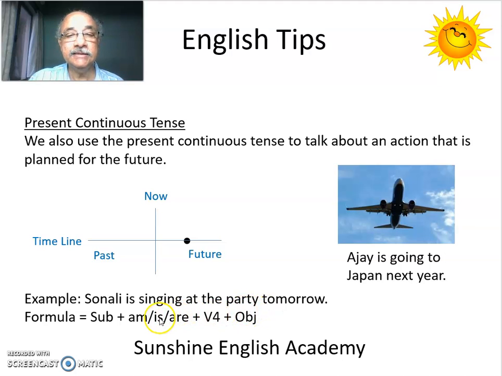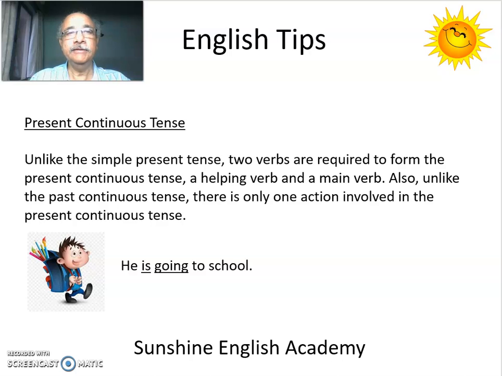But both these sentences are in the present continuous tense because the formula for these sentences is the same, that is, subject plus am or is or are plus V4 plus object. Unlike the simple present tense, where only one verb is required, in the present continuous tense, two verbs are required. So one is the helping verb and one is the main verb.